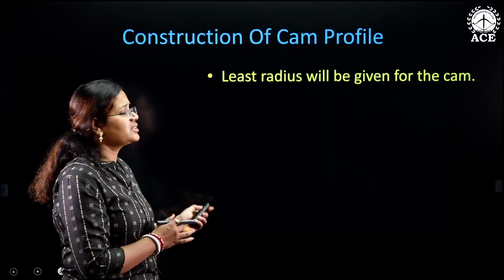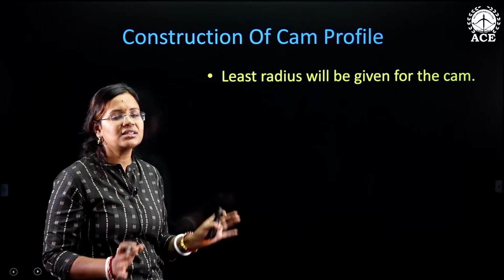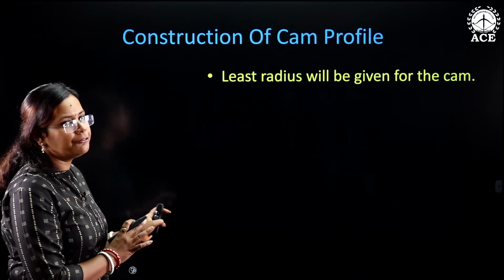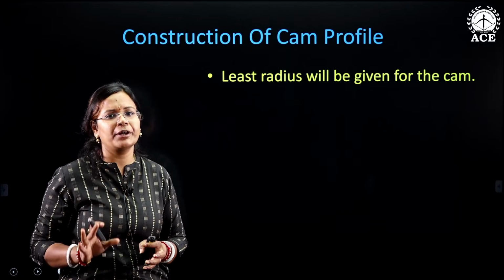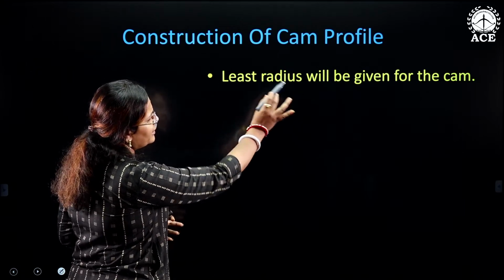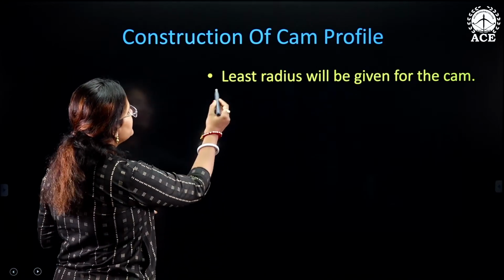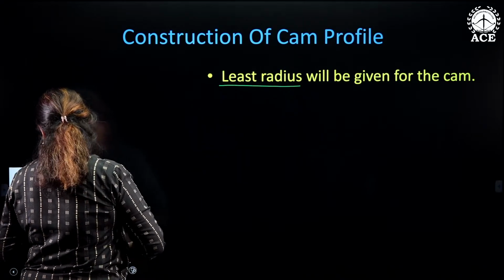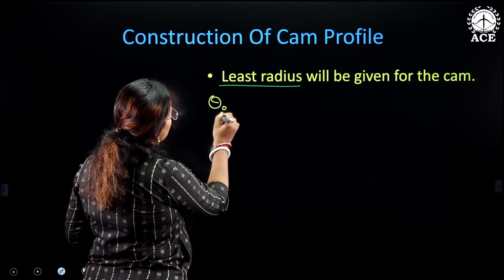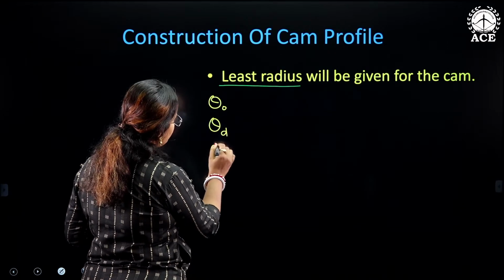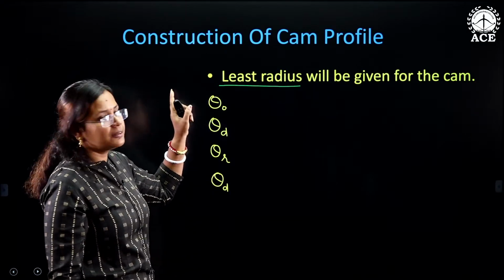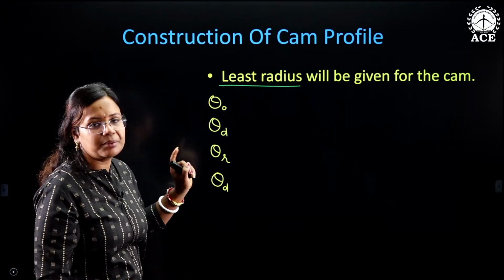Now comes the most important part of this total session, construction of the cam profile. How to construct the cam profile? For this cam profile, there are a few inputs required. What are those inputs? First of all, you need to know the least radius of the cam. Least radius will be given. Then you also should know theta naught, theta d, then theta r and theta d. For construction of the cam profile, these quantities are important.